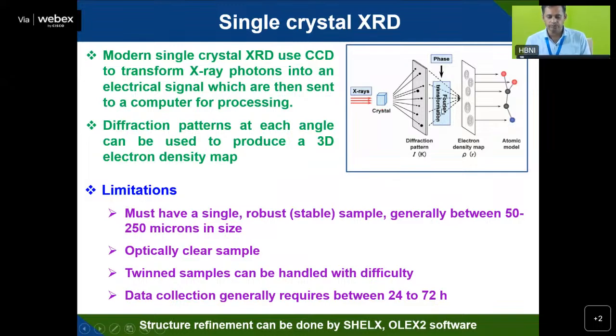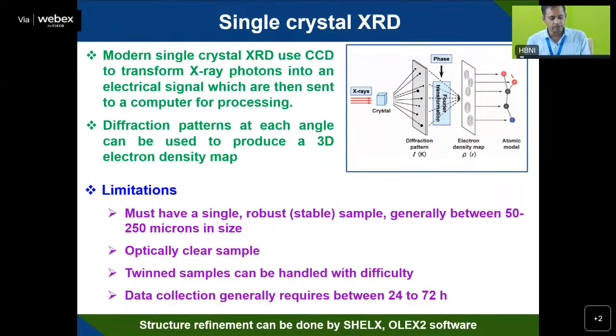Then you have to Fourier transform that, to get that phase transform. The Fourier transform is needed for the intensity to phase conversion. Then you will see the electron density map, depending upon the atomic position of each element there. So you will see a pattern on the electron density map, and based on the density map you can use an atomic model to work out what type of structure your material has. So the diffraction pattern at each angle can be used to produce a 3D electron density map, in the case of single crystal XRD.